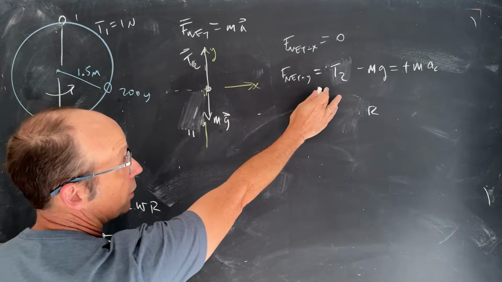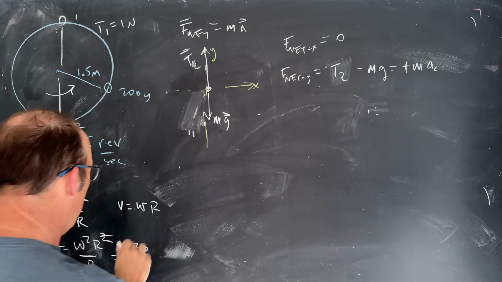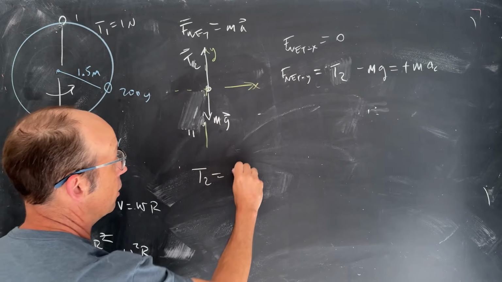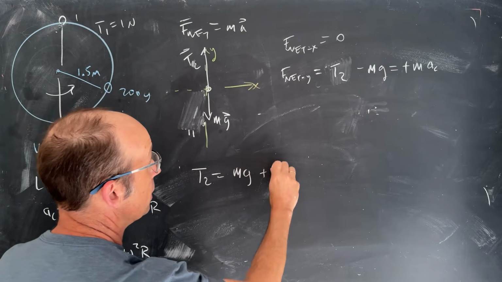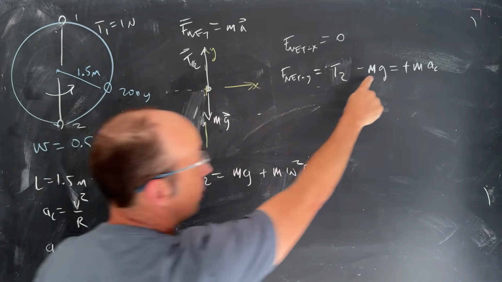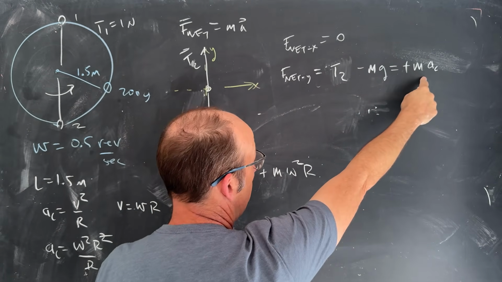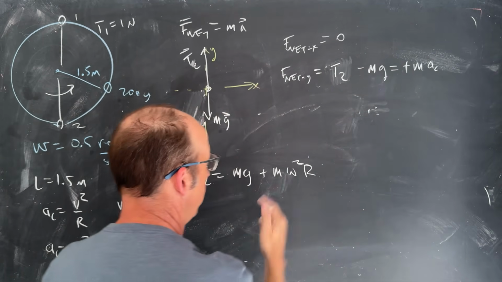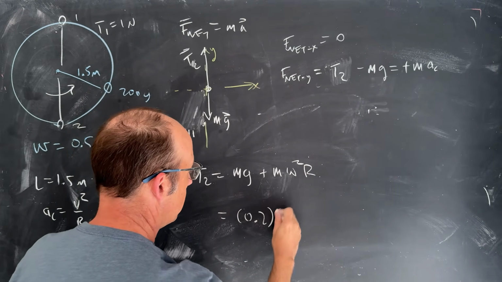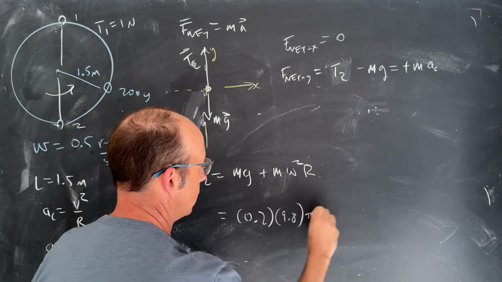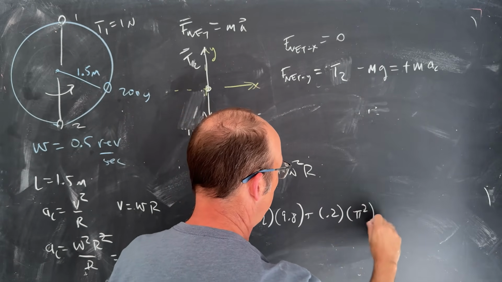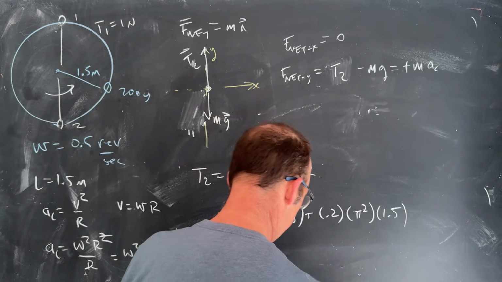So now I just want to solve that equation for T2. I'm going to put in my same expression for omega. So I get T2 is going to be mg plus m omega squared r. That's it, right? Because I moved that to the other side of the equation. I put in my value for a_c, omega squared r, and I'm done. So let's put in our values. 0.2 times 9.8 plus 0.2 times pi squared times 1.5.